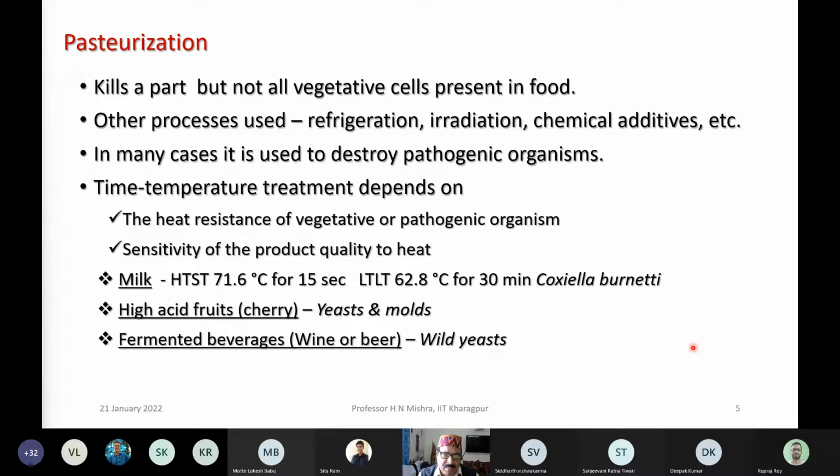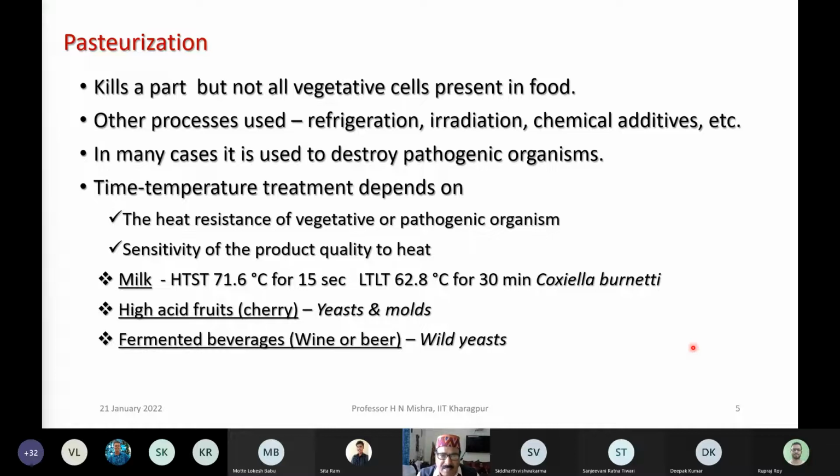Okay, pasteurization is a very popular method in the dairy industry or even wine industry. Any liquid food, etc., mostly they are pasteurized. Milk is pasteurized before it is sent to home, even market milk, etc. Okay, so what is the purpose of the pasteurization?